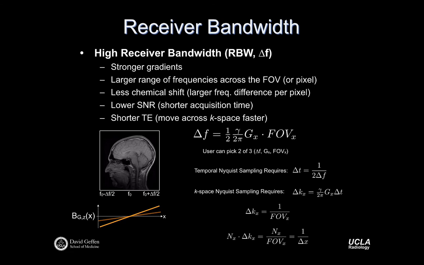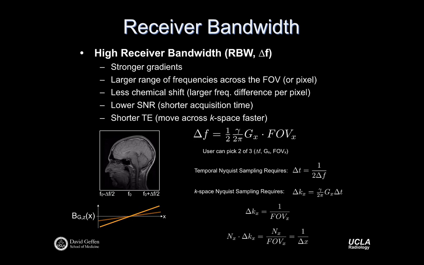There's pluses and minuses. I'll use high receiver bandwidth as an example, in distinction to low receiver bandwidth. High receiver bandwidth means you need to use strong gradients during your readout. That will give you a larger range of frequencies across the field of view or across an individual pixel. What I'm getting at here is there are choices to be made in the amplitude of the gradient that you use for frequency encoding or readout. And because we're also acquiring data at the same time we're playing that readout gradient, a consideration is what we call the receiver bandwidth. High receiver bandwidths will have lower signal to noise, mostly because they accord with shorter acquisition times.